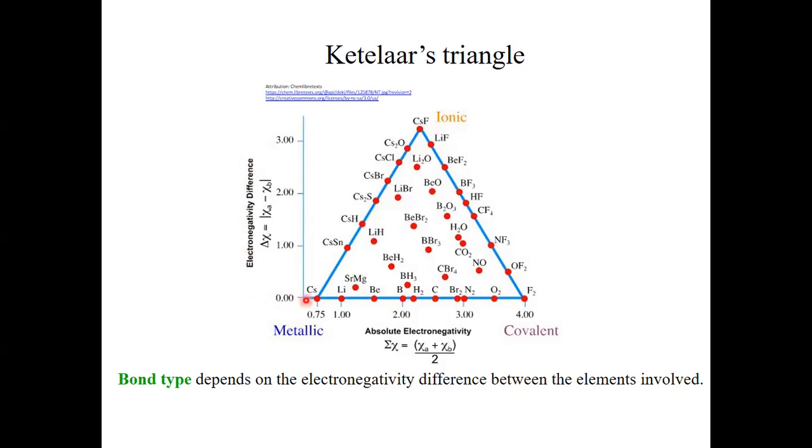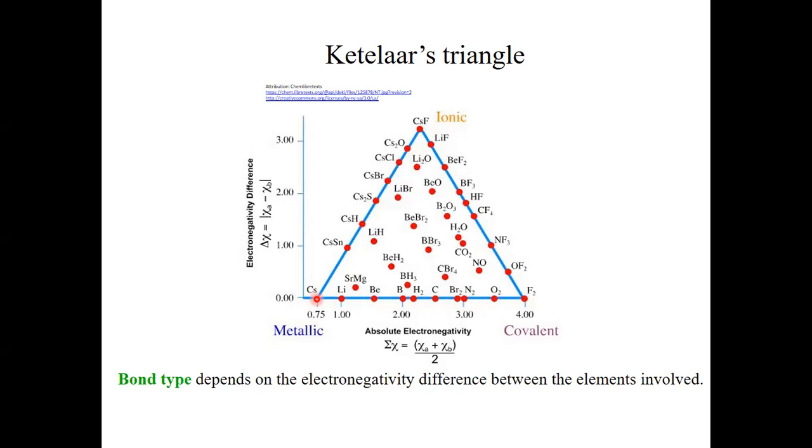Okay. So on the x-axis, of course, our electronegativity difference is 0. Therefore, all substances which are elements would lie here on our x-axis. Cesium would be most to the left because it is the element with the smallest electronegativity, and fluorine would be most to the right because it's the element that has the highest electronegativity. All the other elements would lie in between.